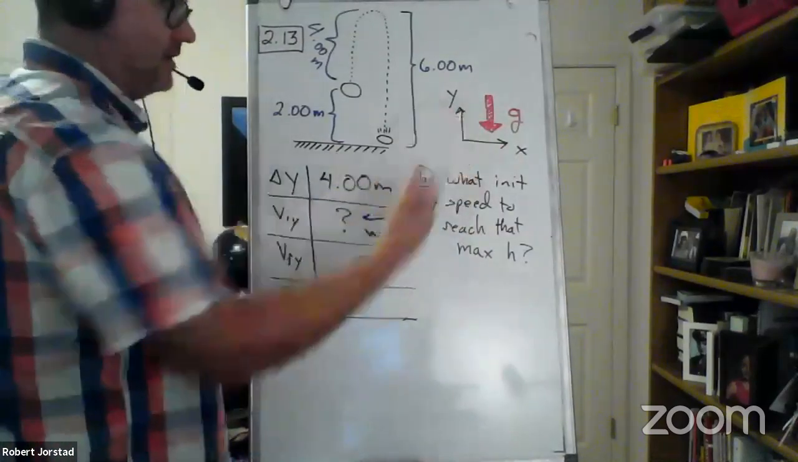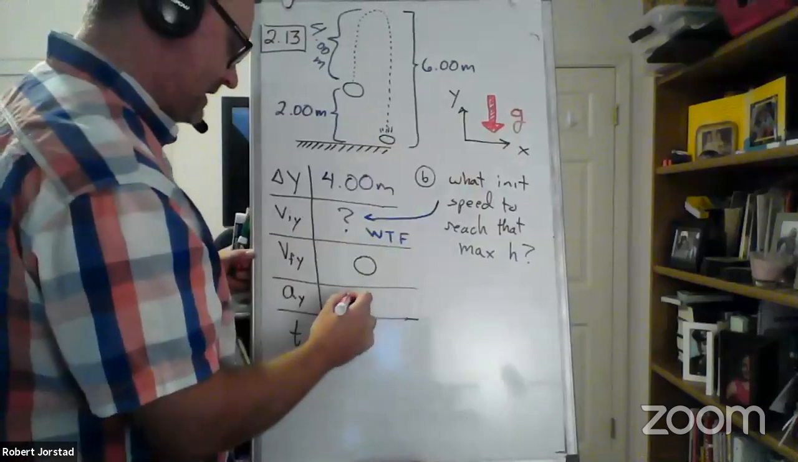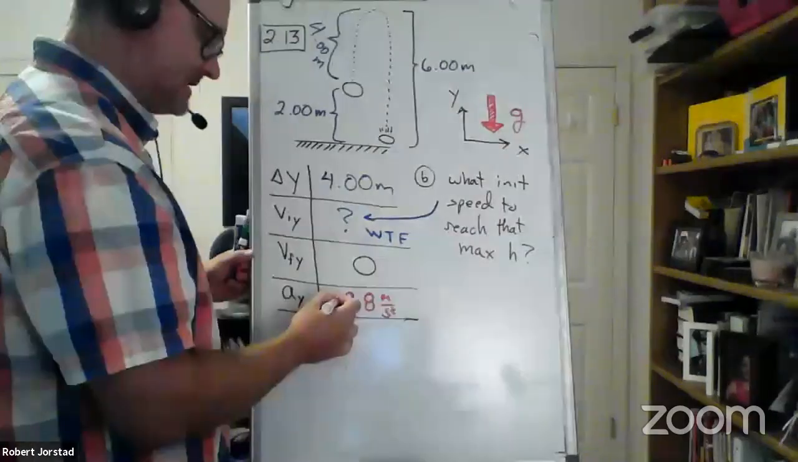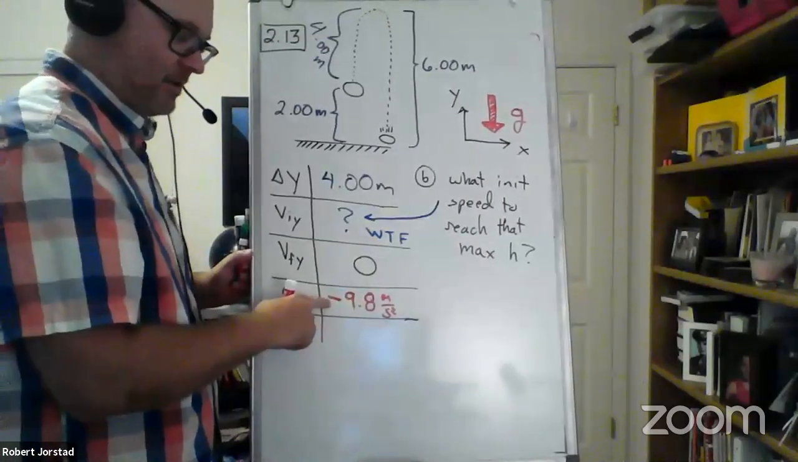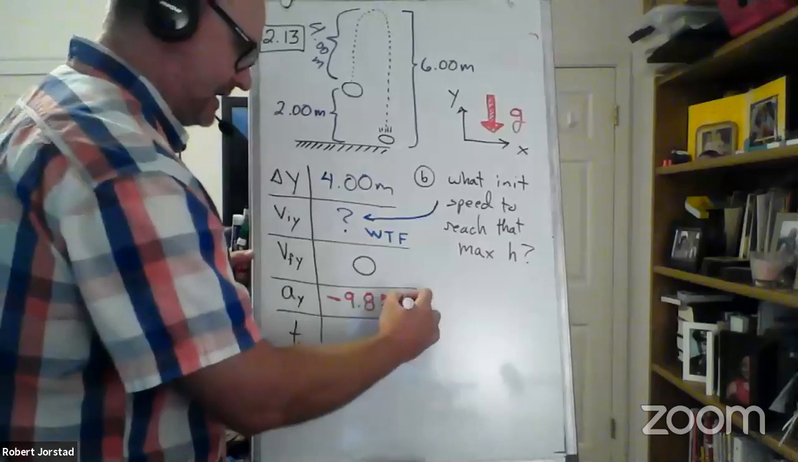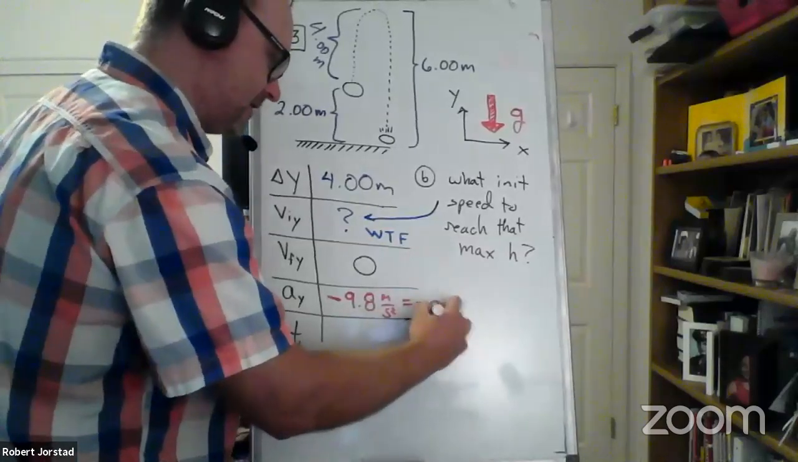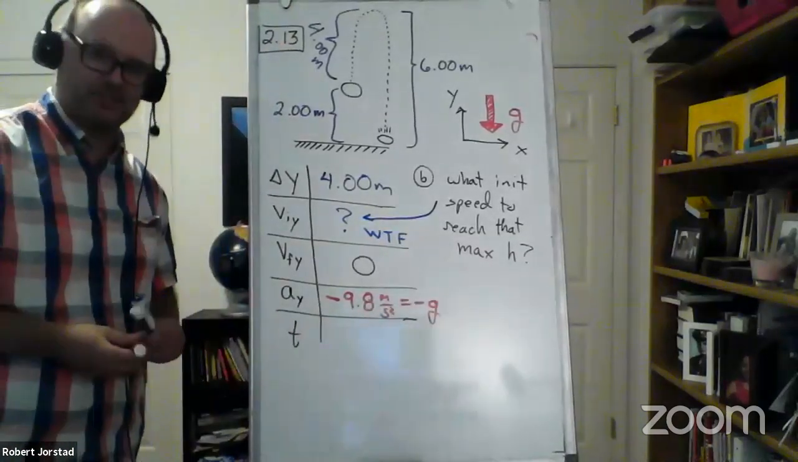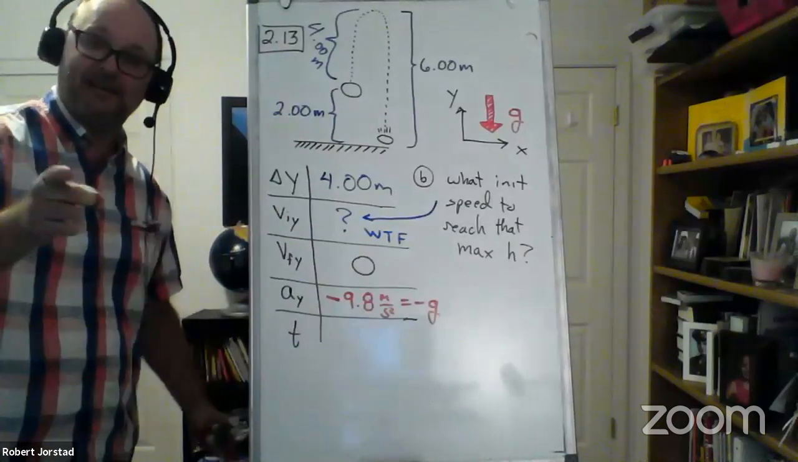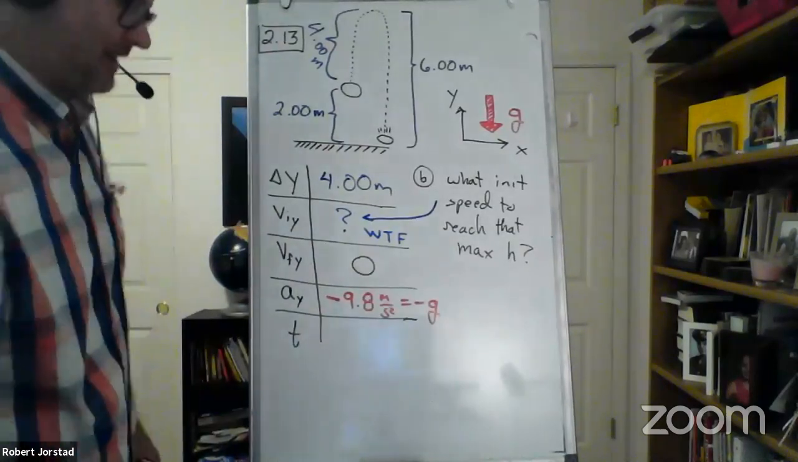Okay, so here we go. We got G. We got 9.8 meters per second squared. And it's negative. This is from the arrowhead. This is from the G. It's equal to negative G. It is not G. Hey, it's not G. All right.